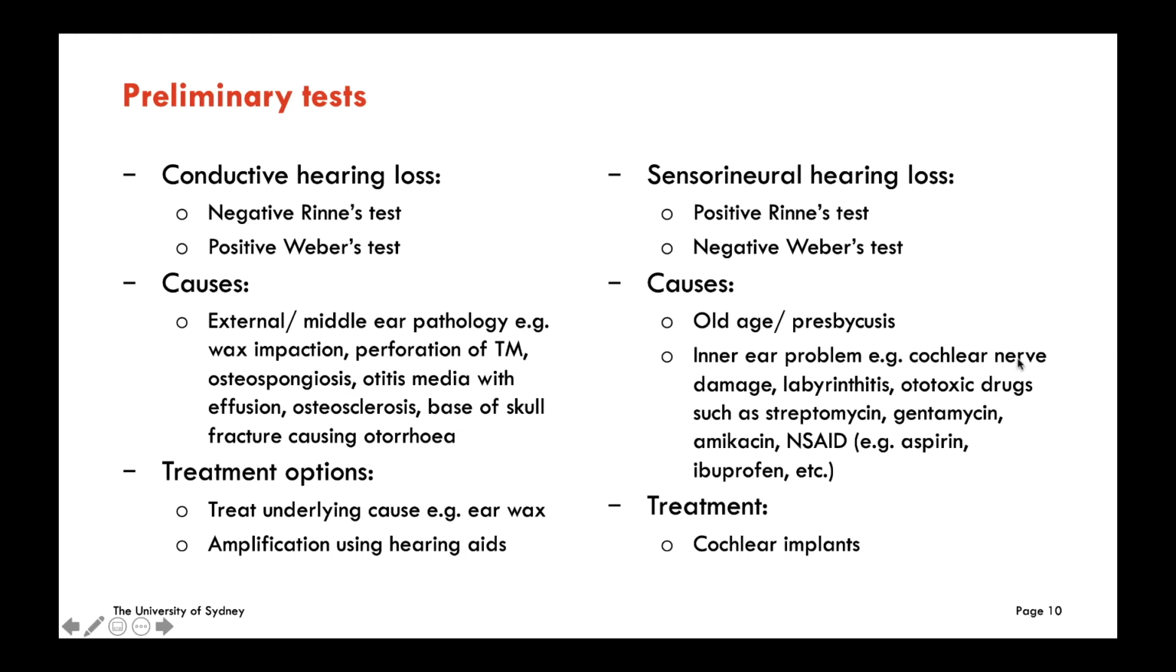Some of the causes of these problems include cochlear nerve damage, such as by labyrinthitis, which might be due to viral infections, though in most cases labyrinthitis has no known underlying cause. We also have ototoxic drugs, such as the antibiotics streptomycin, gentamicin, amikacin, or generally the macrolides group of antibiotics. Non-steroidal anti-inflammatory drugs, such as aspirin and ibuprofen, have also been shown to cause sensorineural hearing loss, as well as chemotherapeutic agents, such as vincristine and cisplatin. The treatment of sensorineural hearing loss includes cochlear implantation.